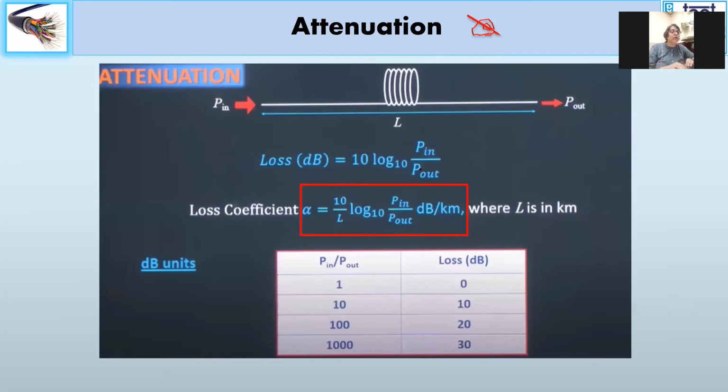Loss is 10 log of P in by P out. The loss coefficient, as I said, we always calculate in dBs. It is not just the ratio of your powers; it is 10 log of the value, so the unit becomes decibels, dB. When I divide it by length, the unit is dB per kilometer, and the denotation for this representation is alpha. So if P in by P out is 1, the loss is 10 log of 1, that is 0 dB, and then for 10, it is 10 dB, and so on.